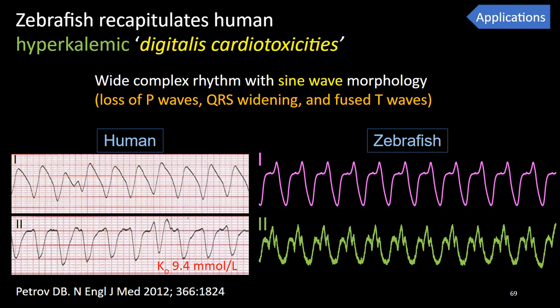Lastly, a hallmark of digoxin toxicity is hyperkalemia due to inhibition of the sodium-potassium ATPase pump.